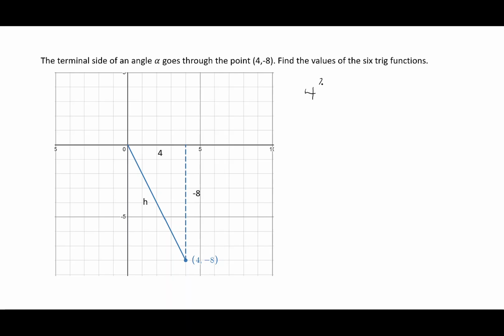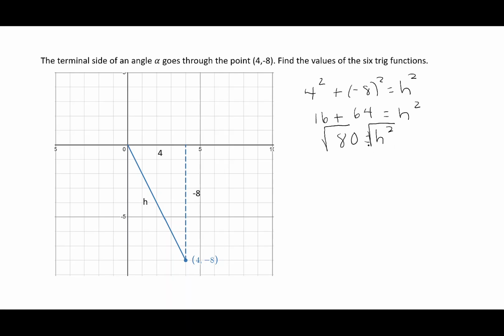I'll have 4 squared plus -8 squared is equal to h squared. 4 squared is 16. -8 squared is 64. That gives us h squared: 16 plus 64 is equal to 80. That's still h squared. Now I want to take the square root of both sides: square root of 80, square root of h squared.